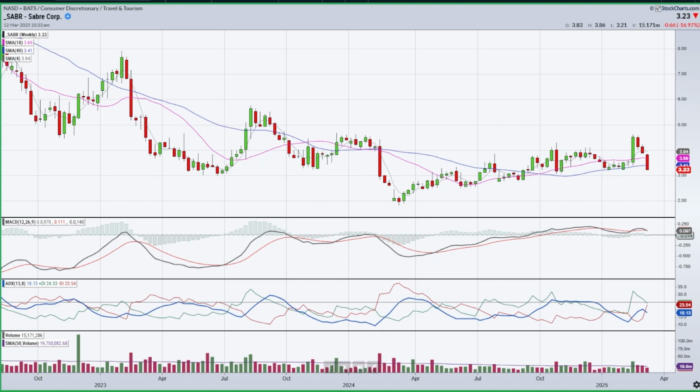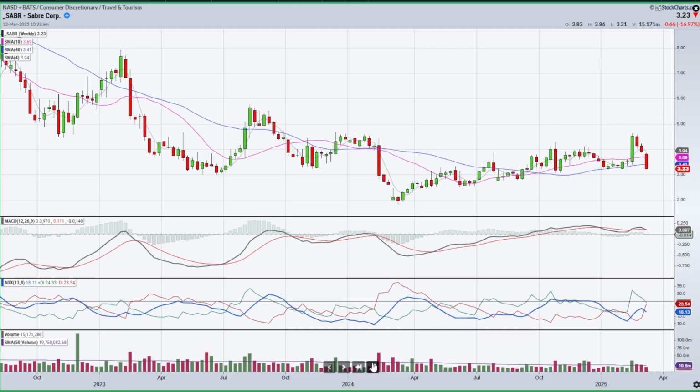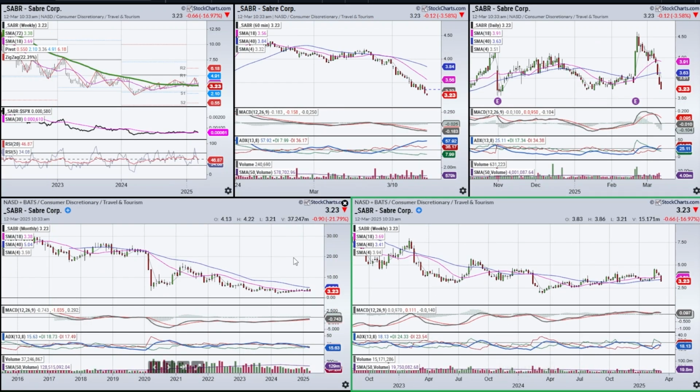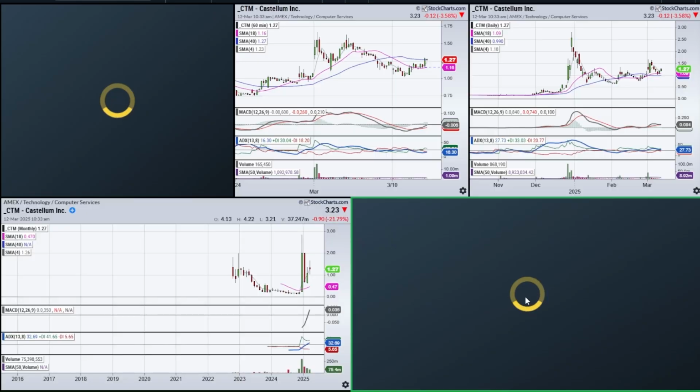I think this is back into its range. I don't think there's a whole lot of upside right now. I think I'd be watching and waiting still, to see if this can hold the 3 level, regain itself and set itself up all over again. I don't think it's quite ready at this point.